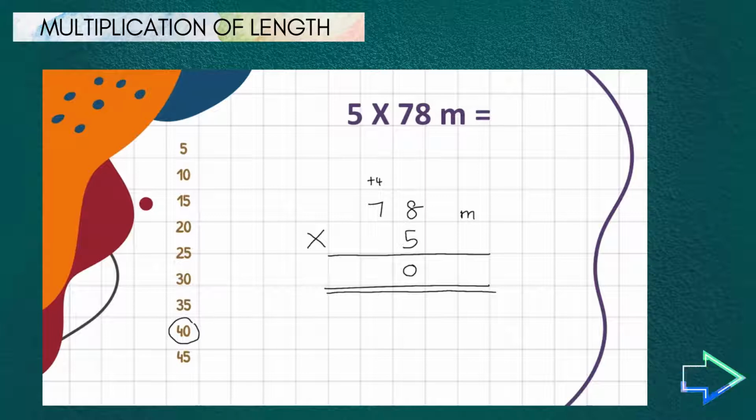And plus it later. Next one, 7 times with 5 is 35, and then plus with the number at the top, which is 4. 35 plus 4 is equal to 39. So we write down 9 and 3. We're not done yet because we need to bring down the M. It stands for meter. So 78 meter times with 5 is equal to 390 meter.